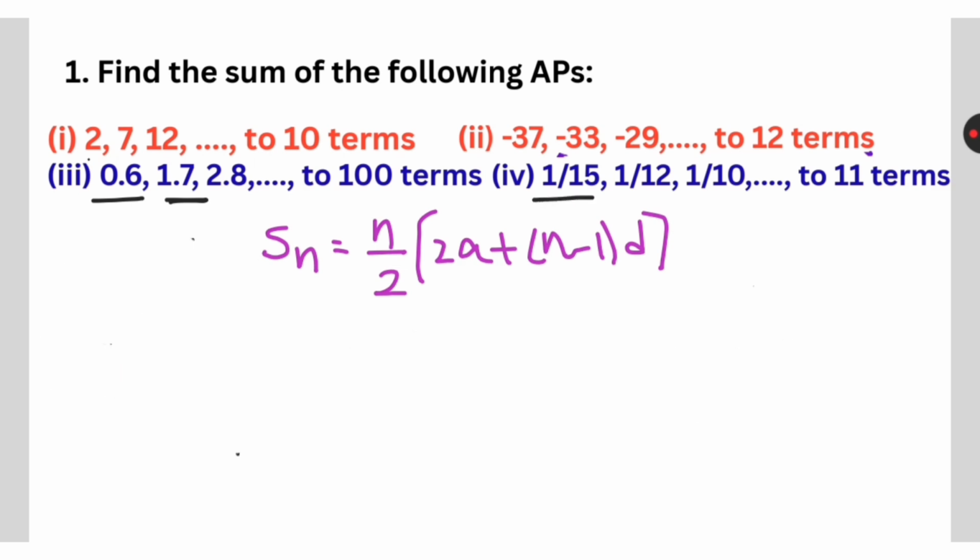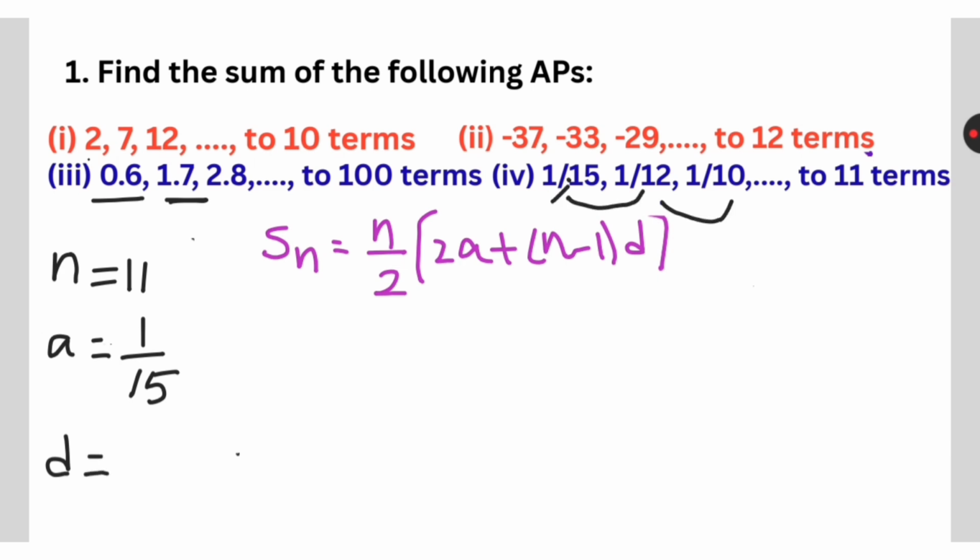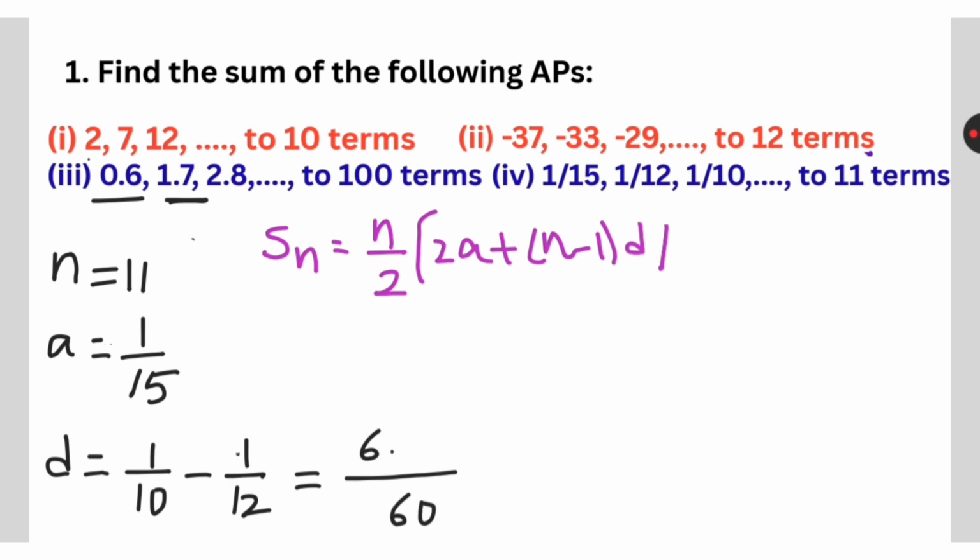1 over 15, 1 over 12, 1 over 10 and so on up to 11 terms. That means they have given n as 11. The first term is 1 over 15. Then let's find the common difference. For the common difference you can do either a2 minus a1 or a3 minus a2. Anyone you can do. Let's do a3 minus a2. a3 is 1 over 10 minus a2, which is 1 over 12. For 10 and 12 the LCM is 60. The numerator turns into 6 minus 5, that is 1 over 60. So the common difference is 1 over 60.